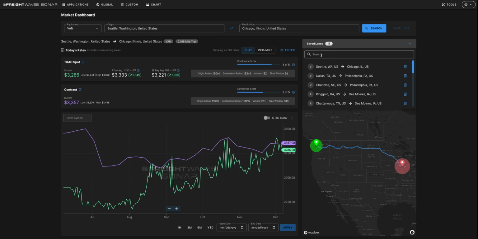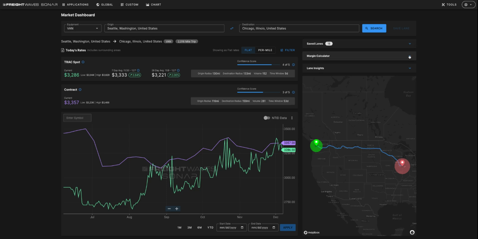This new feature, the search feature, lets you type in the origin or the destination and search through those loads specifically. So if you have a lot of freight coming out of Ringgold, Georgia, going to different locations, you could type in Ringgold and then quickly filter through.